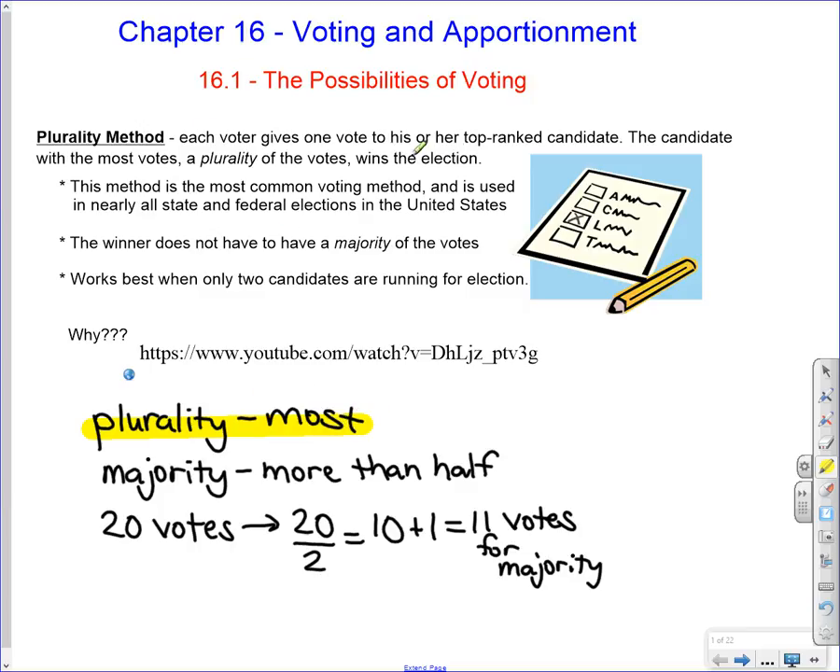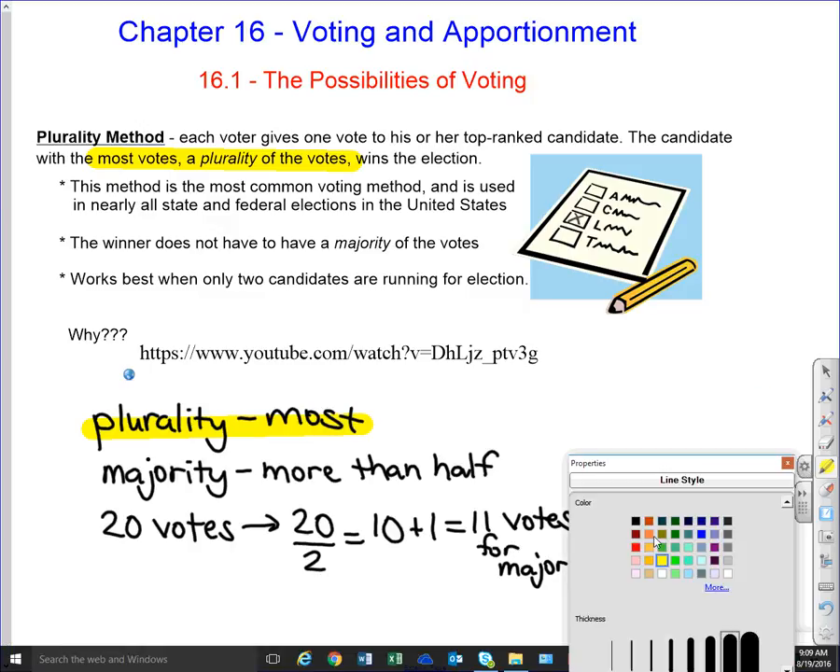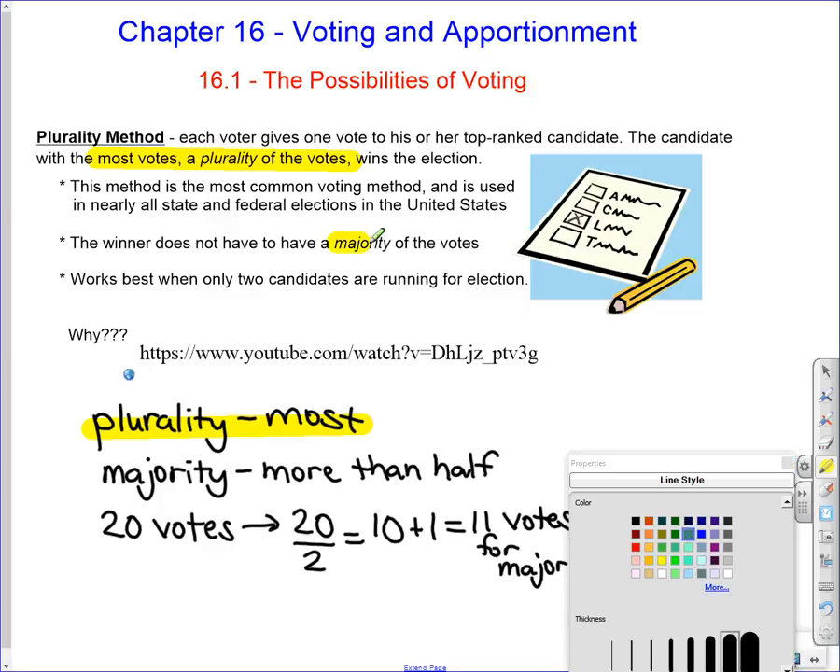So each voter gives one vote to his or her top ranked candidate. The candidate with the most votes or a plurality of the votes wins the election. Okay, this method is the most common voting method. The winner does not have to have the majority of the votes. Okay, so for majority, what we're talking about is something a little different there.